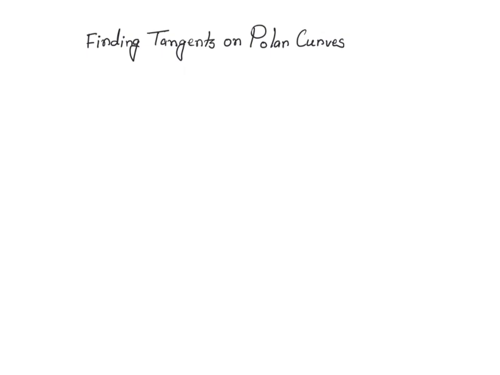In this video, I'm going to find the slope or the tangent on a polar curve given by r is equal to cosine of theta. And we're going to find the tangent at theta is equal to pi over 8.